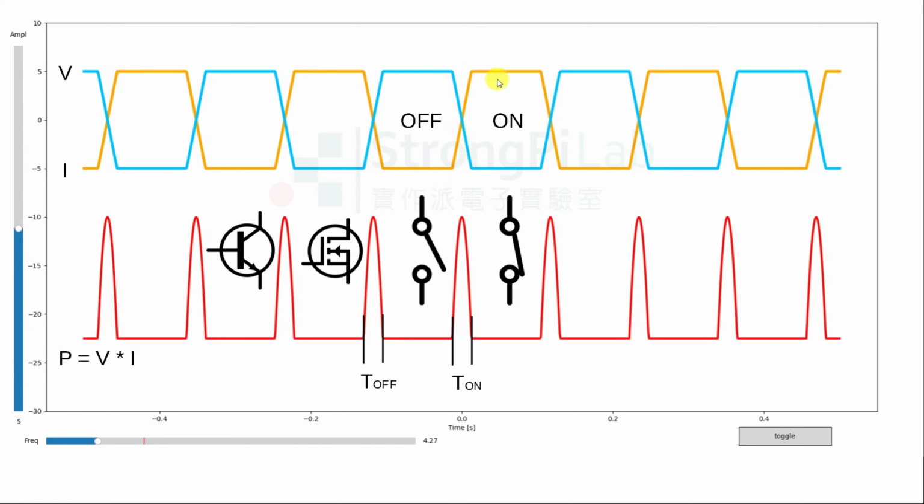The switching loss is just here. By multiplying the voltage and current waveforms, we can find distinctive pulses in this area. This is the power of switching loss. It is the power we lose. Here we have T on, and the T off is over here. The waveform here looks so smooth.